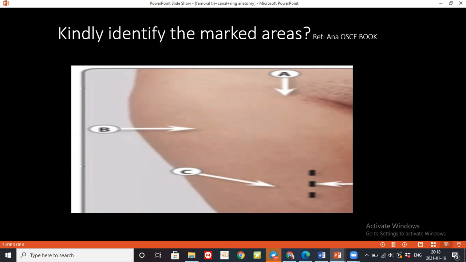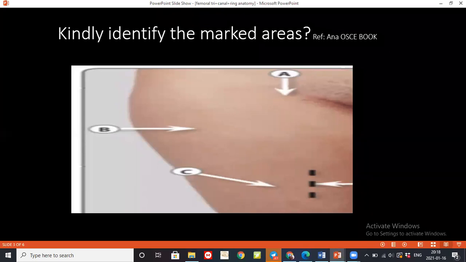Please tell me, the most medial content of the femoral triangle is what? The femoral artery, I think. No. What is medial to the femoral vein, please? Can you identify? Okay, so we have, oh dear, medial to the femoral vein.